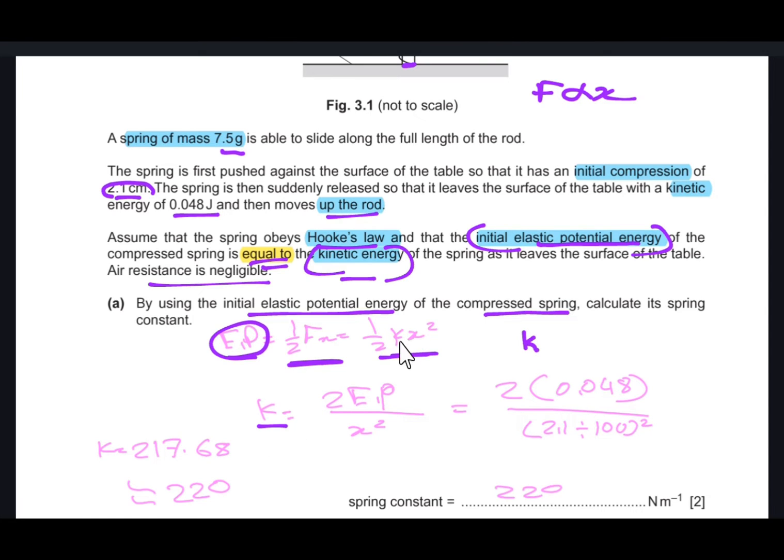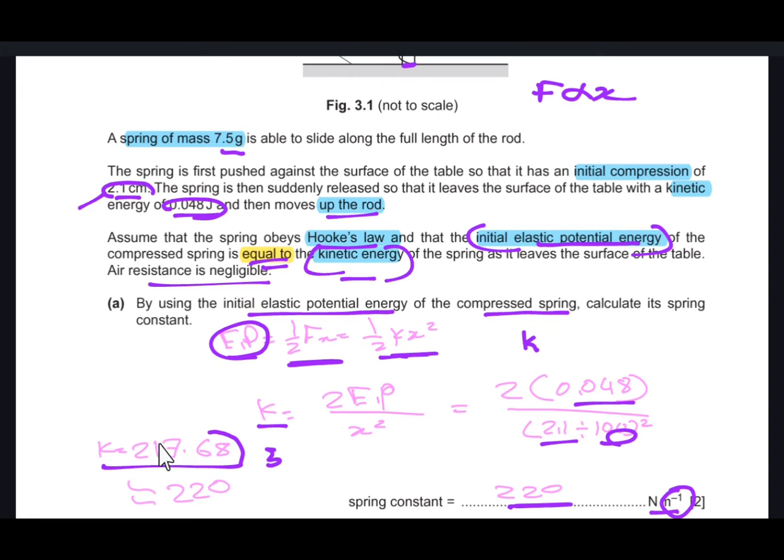So spring constant is equal to elastic potential energy times 2 divided by x squared, where elastic potential energy is the same as kinetic energy, so its magnitude would also be 0.048. After calculating, we get a spring constant of 220 Newton per meter. Also, as the extension is given in centimeter, we must convert it to meter because the SI unit is meter. And the spring constant is given to approximately 5 significant figures, but we need to give our answer to 2 significant figures.